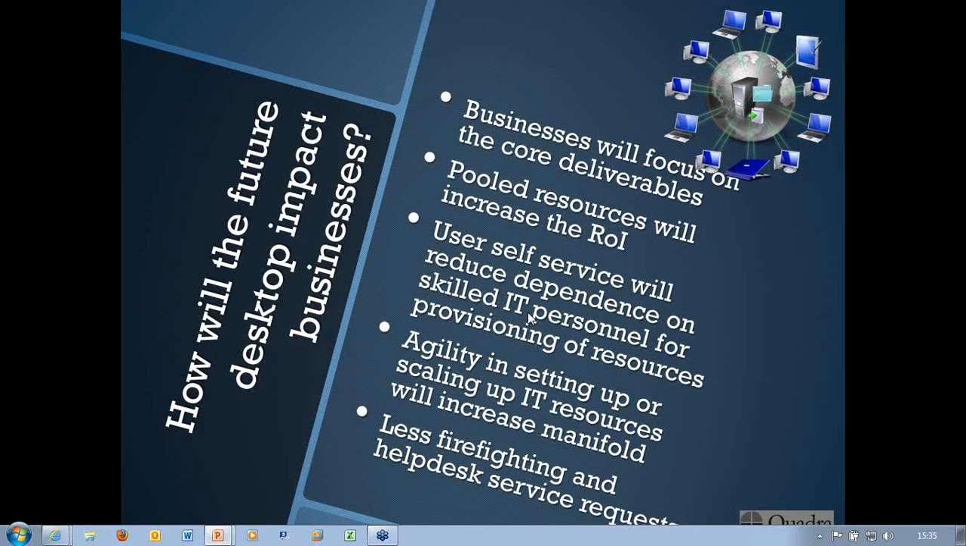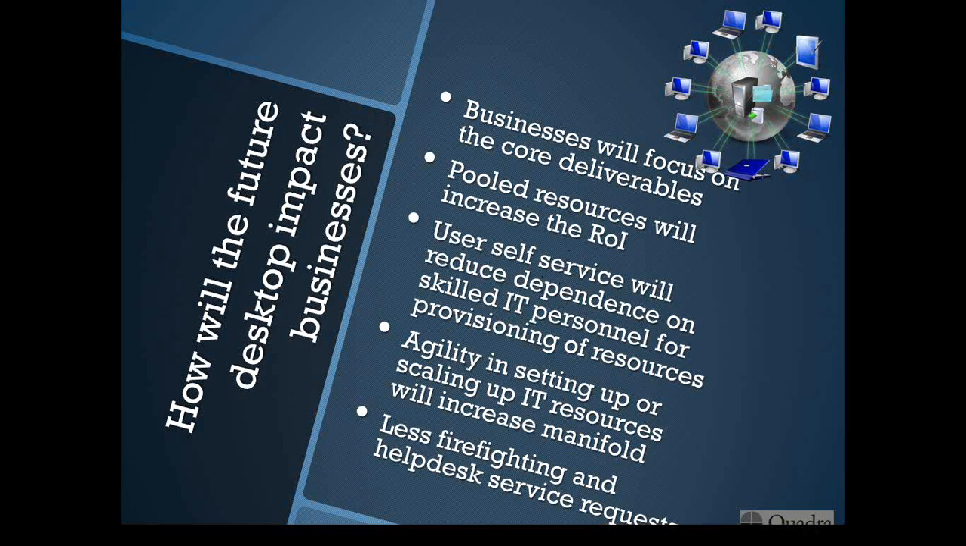So the desktops that are available through this kind of virtualized environment, there will be less firefighting and fewer help desk service requests. So people can function with greater independence, with greater flexibility, and have access to these services from the cloud, the private or the public cloud.